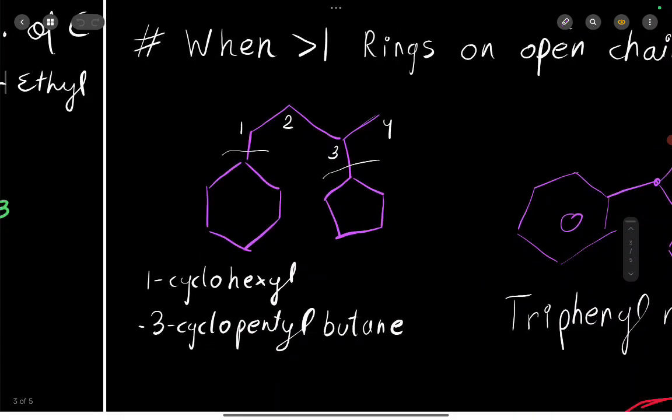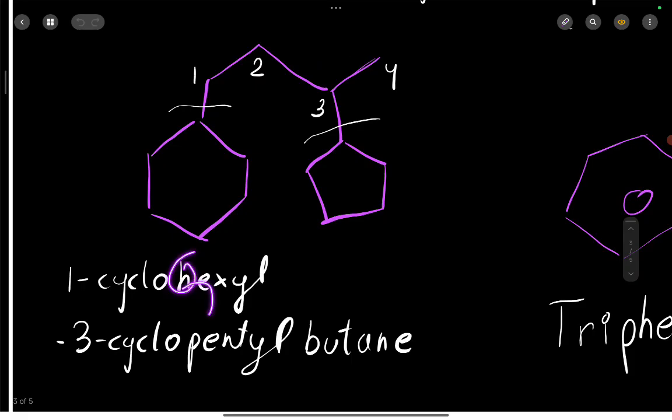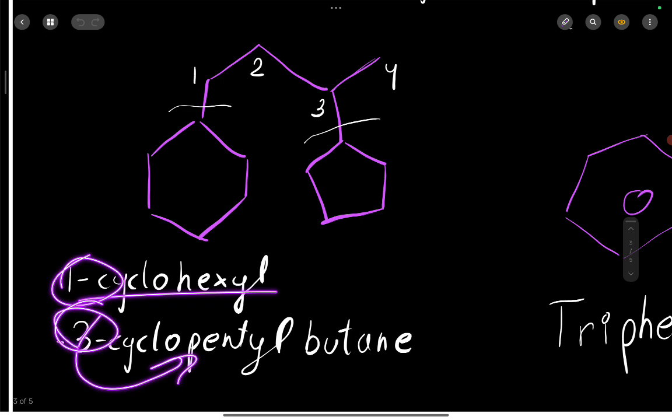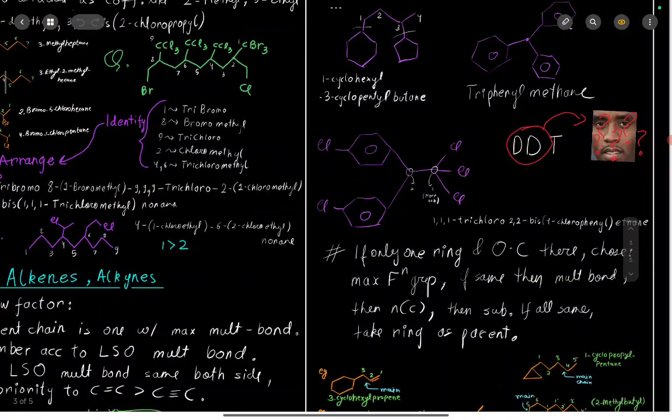And what do I put forward between cyclohexyl and cyclopentyl? Look at the alphabetical order. H comes before P. Easy. Cyclohexyl comes before cyclopentyl irrespective of the number. And the main chain had 4 carbons, so it is a butane.